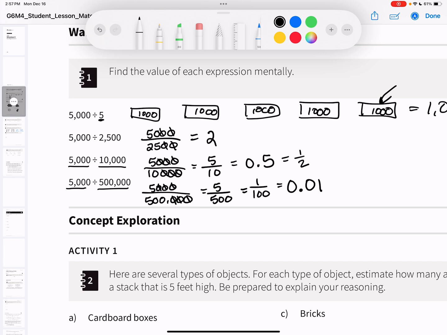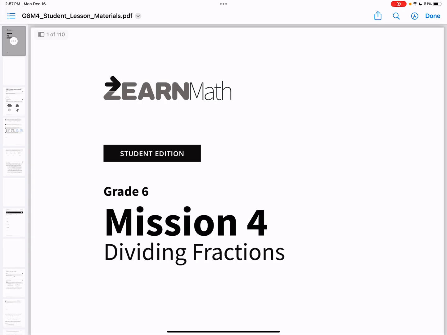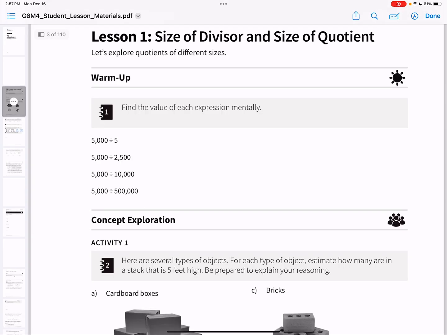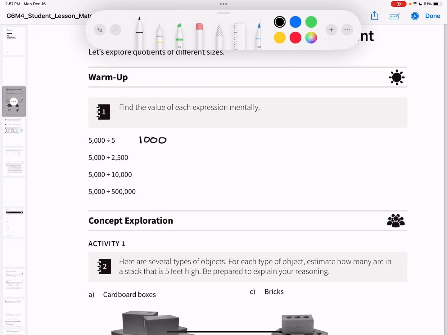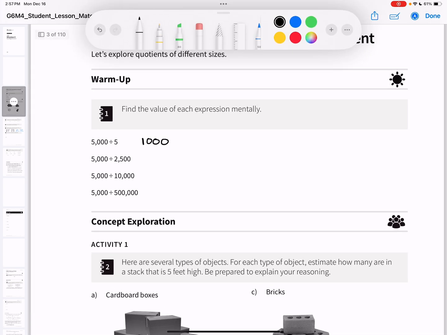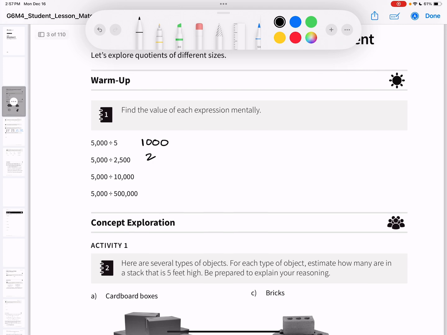Okay, so what they're trying to get us to see is that when we have a larger number divided by a smaller number, we get a pretty big number. Oh, it got away from me. That's okay, you can go back and look at that. But this is 1,000, this is 2, this one is 0.5 or 1/2, and this is 0.01 or 1/100th.